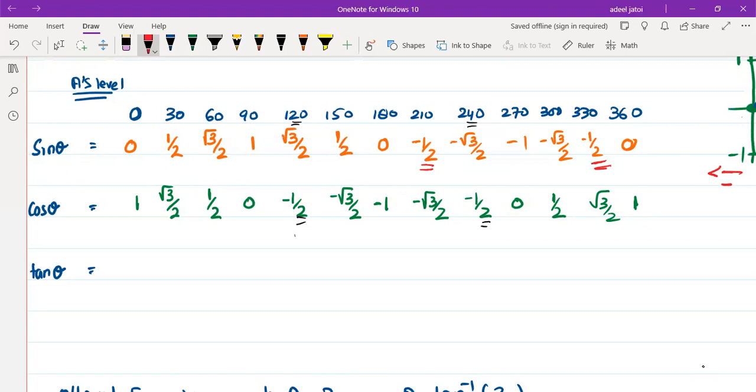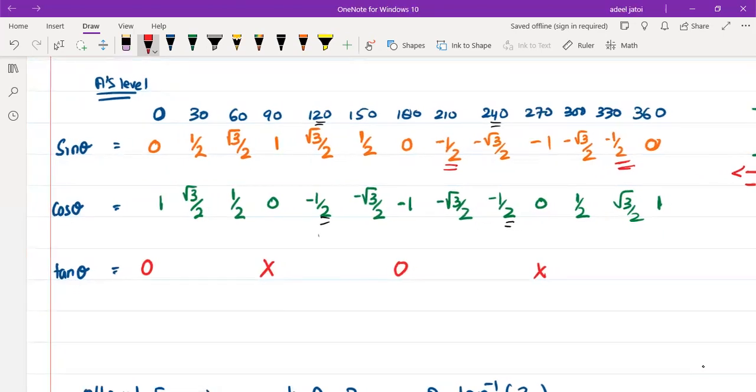Take out your calculator. If you see tan 90 will be math error and tan 270 will also be math error. Do you agree? Tan 0 is 0. Tan 180 is also 0. And tan 360 is also 0. Please keep checking the answers. Am I right? Good.